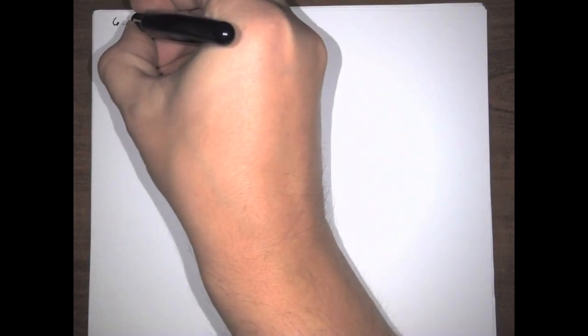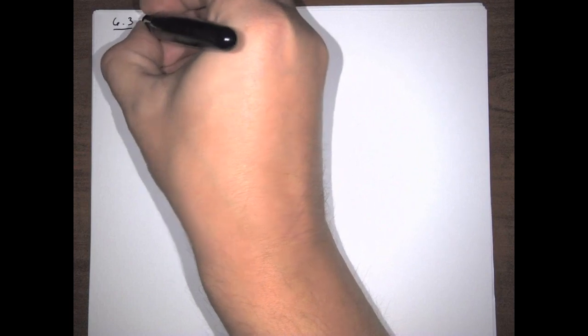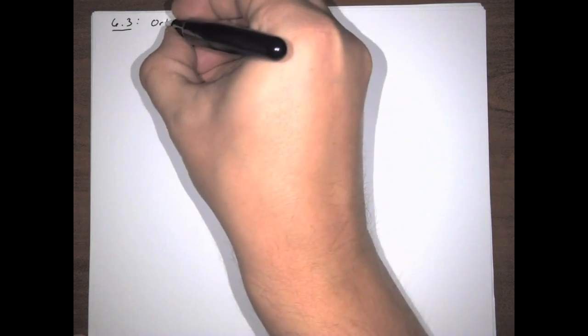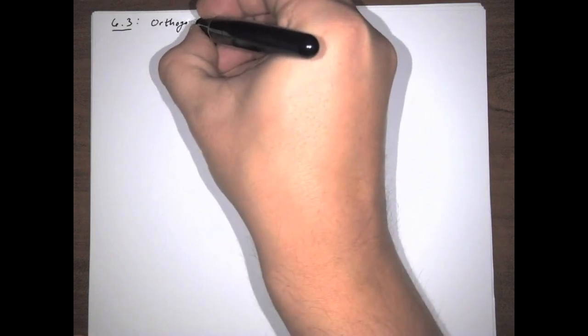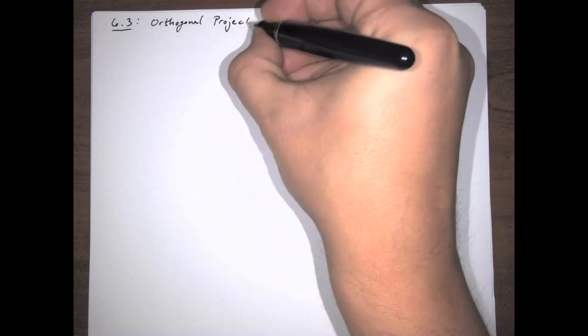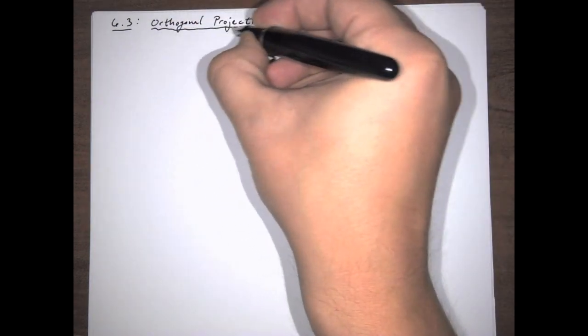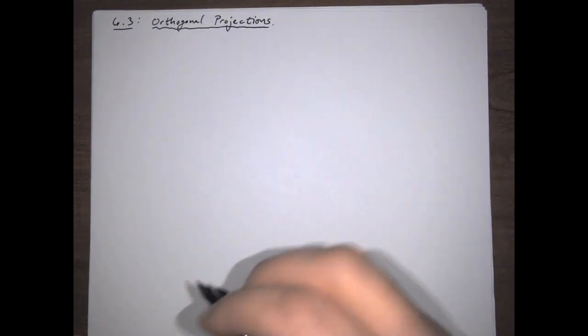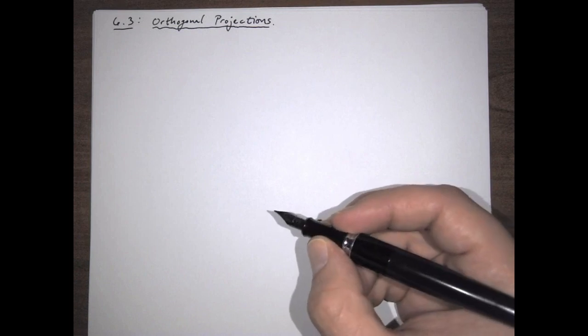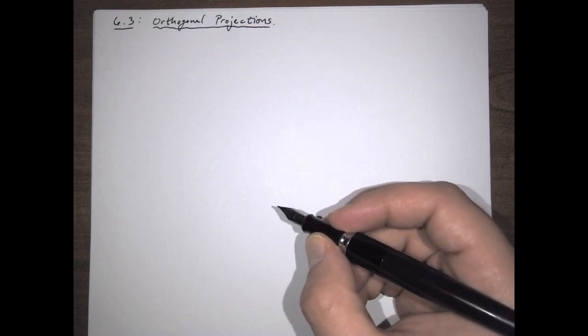So, what we are going to be doing now is talking about section 6.3, in which we continue something that we started in 6.2, and that's the topic of orthogonal projections. Now, in particular, what we had in section 6.2 was the very limited case of an orthogonal projection onto the span of a single vector.